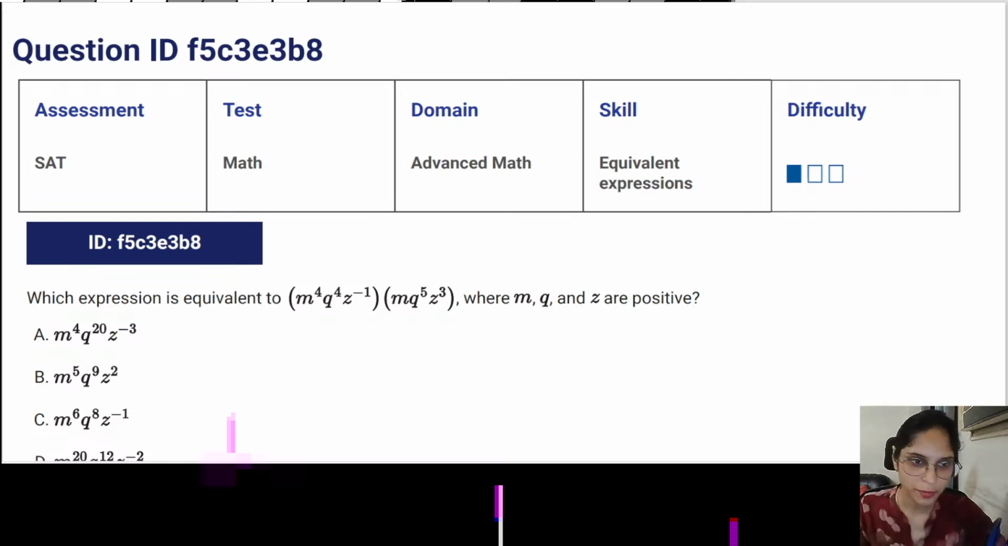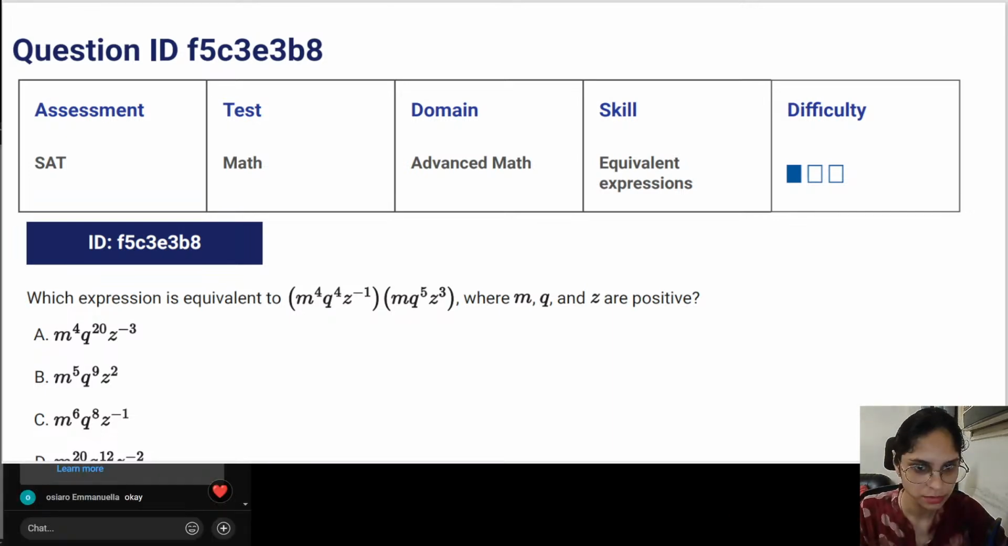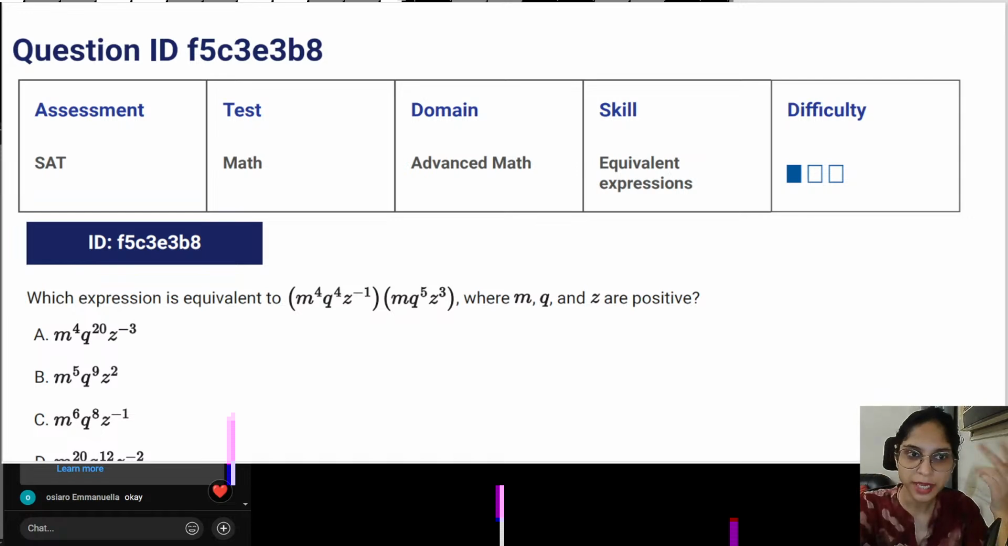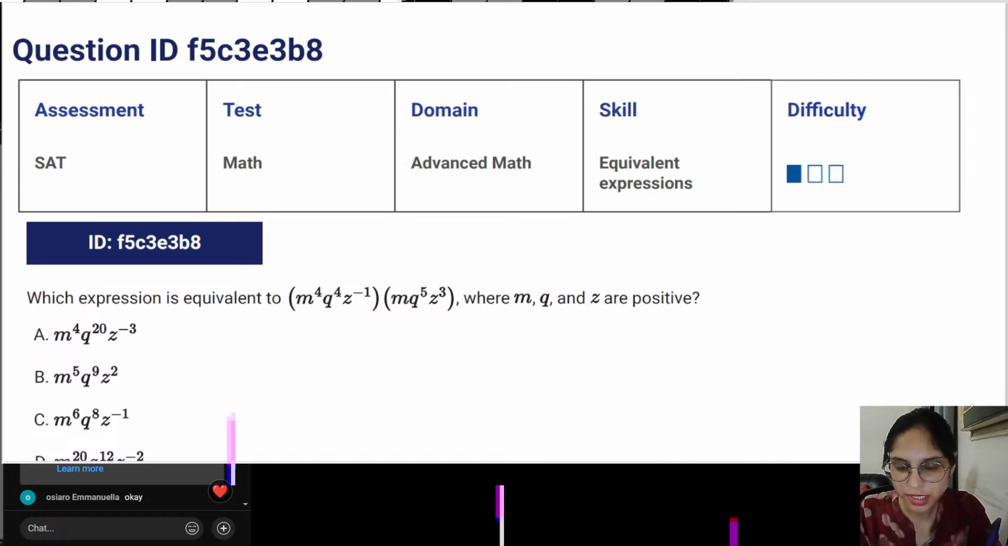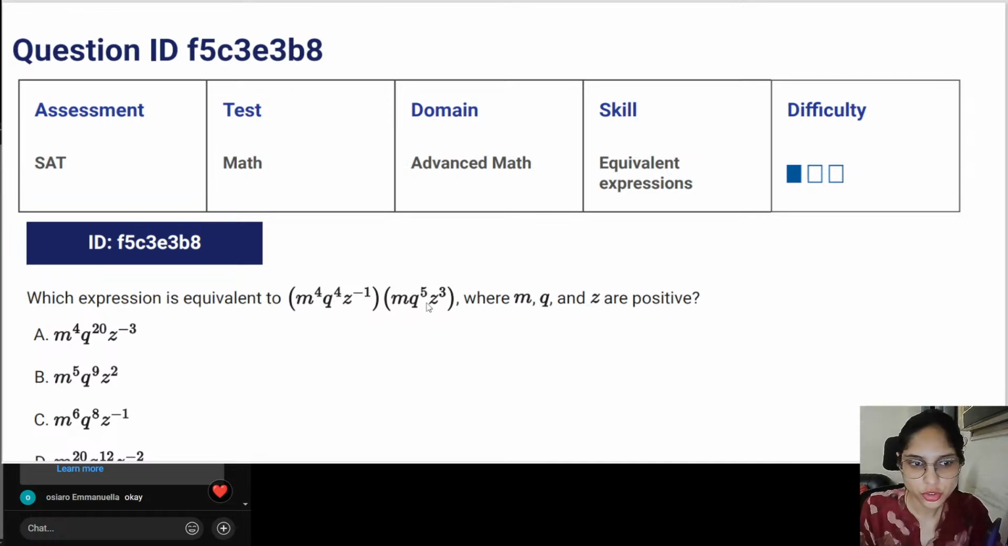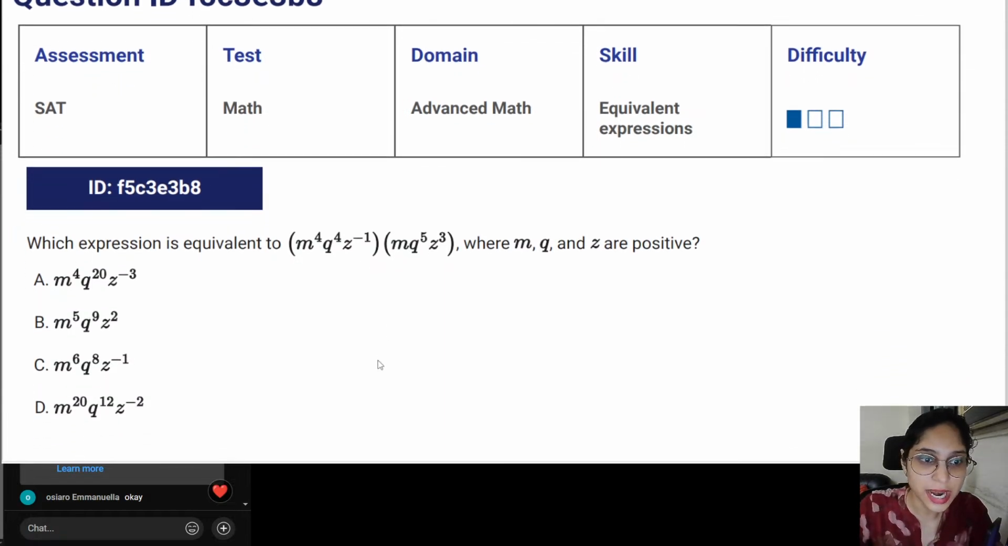So, coming back to the questions. The first question is, which expression is equivalent to m to the fourth, q to the fourth, z to the negative 1, times m q to the fifth, z cubed. You just have to apply that when bases are the same and they are multiplied, you add the exponents. So m to the fourth and m are multiplied together, so you add the exponents, 4 plus 1, so it should be m to the fifth. Now you check the options. There is only one option with m to the fifth, so we won't be wasting time with anything else. But q should be 9, z should be 3 minus 1, that is 2. So you're just adding the exponents.